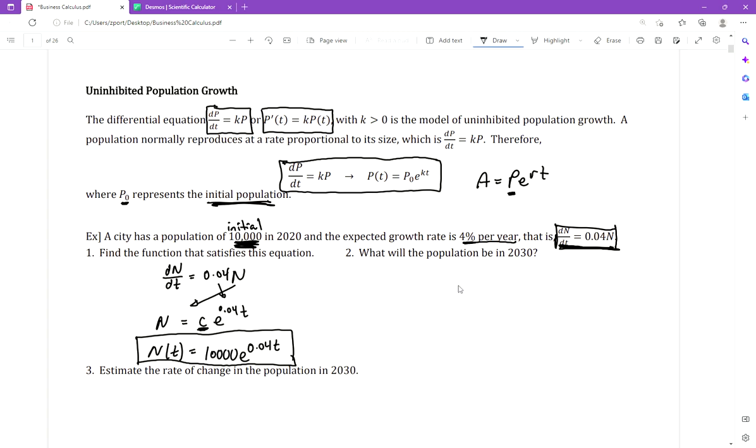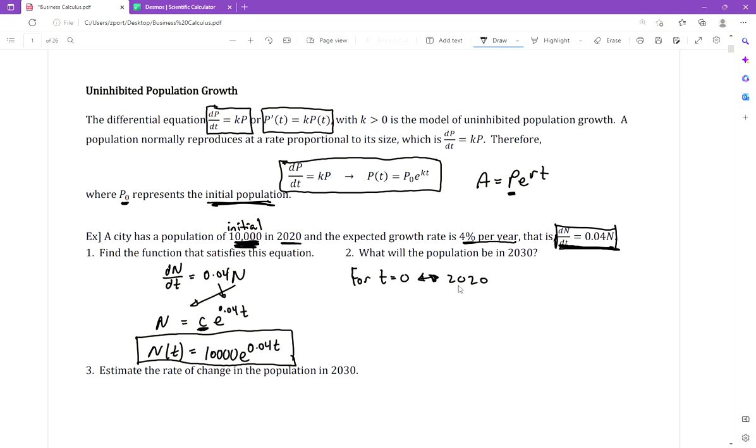And then it asks, what will the population be in 2030? So in these scenarios, when they say the initial population was 10,000 in 2020, that does mean for t equals 0, it represents the year 2020, and back and forth, both ways.